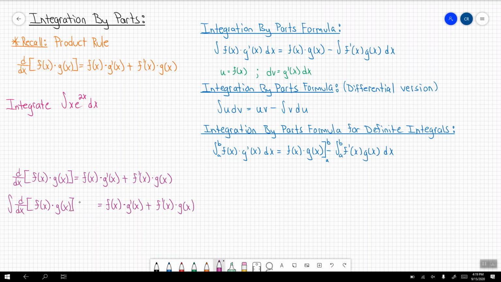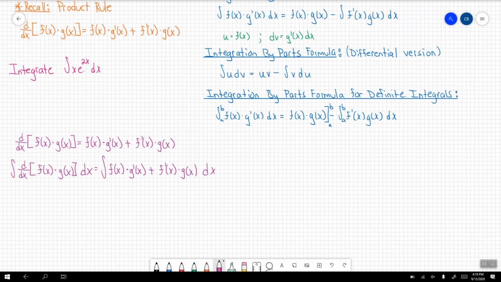Okay, so what I'm doing here is I'm integrating both sides of this equation, using my integral with respect to dx. Now, when this happens, you're going to see that on the left-hand side of this equation, we're really applying the fundamental theorem of calculus. Again, if we're taking the integral of an antiderivative, then they are inverse operations of one another, and hence we will get this result back, which is just f of x times g of x.